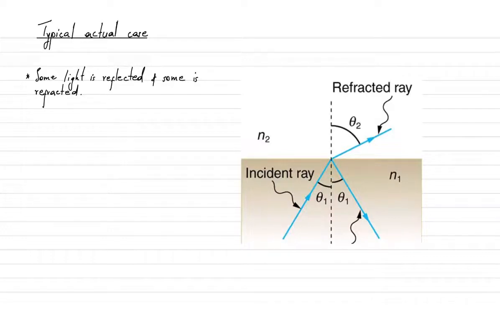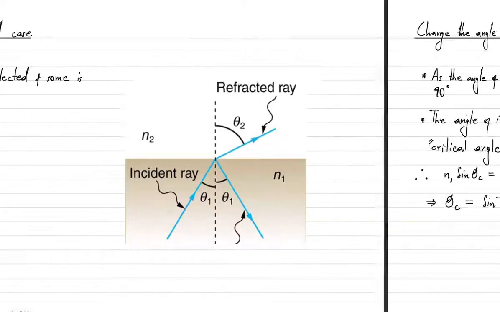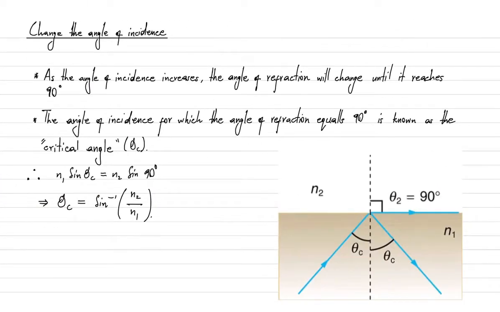Now we're going to begin to consider what happens when you change this angle of incidence. And that's the job of the next slide. As we change the angle of incidence, the angle of refraction also changes. As we increase this angle, make it larger and larger, there comes a point, which was first discovered experimentally, where when you increase the angle of incidence, you find that the angle of refraction is equal to 90 degrees.